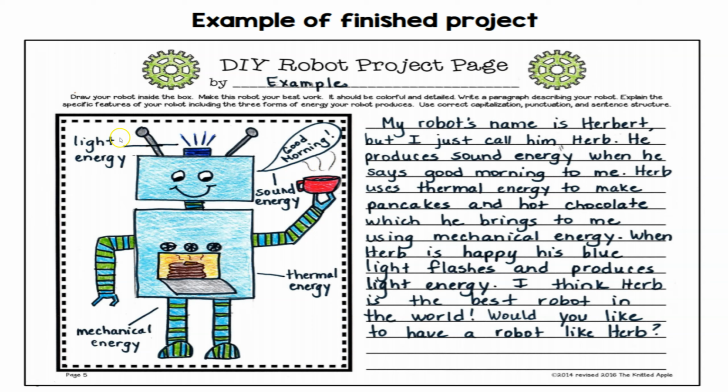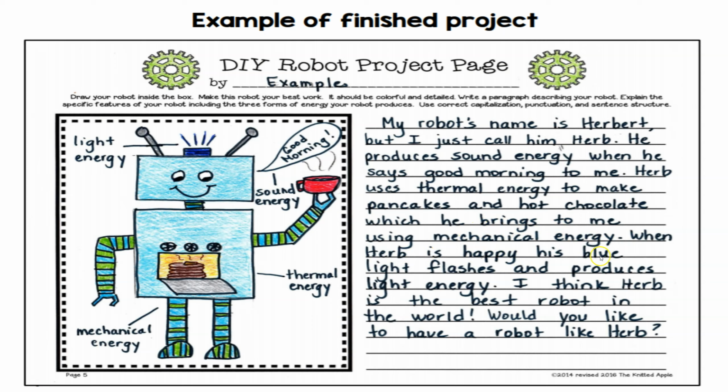So this student has chosen 4 forms of energy, and then they say, my robot's name is Herbert, but I just call him Herb. He produces sound energy when he says good morning to me. So notice how it describes why that is sound energy, and it's because he is actually speaking and making sound. Herb uses thermal energy to make pancakes and hot chocolate, which he brings to me using mechanical energy. So thermal energy because of the heat and the hot chocolate, right? And the mechanical energy is like movement, and he's bringing the pancakes and hot chocolate to him.